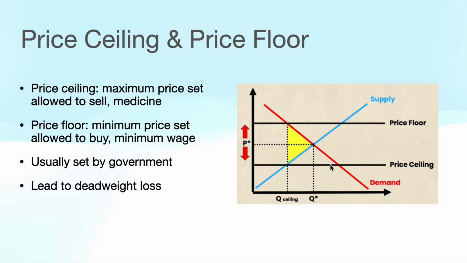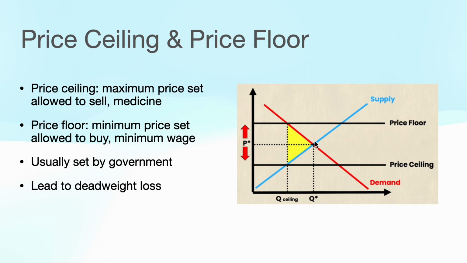And another rule to remember is that price ceiling is always below the equilibrium price, right? Equilibrium price is here, price ceiling is here. And the reason for that is because if price ceiling is above the equilibrium price, then there's no point of setting it, right? The market will just transact at the equilibrium price, okay?